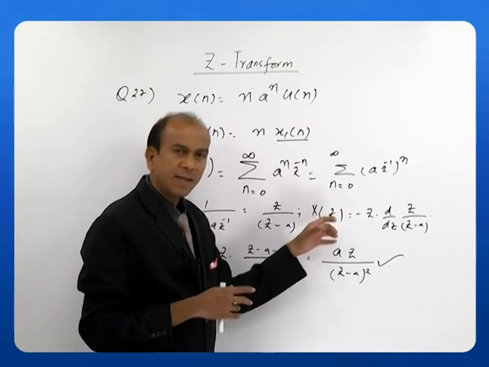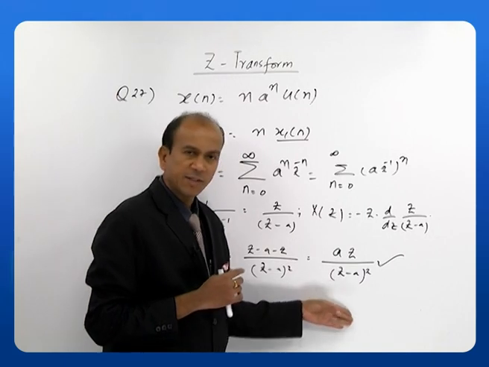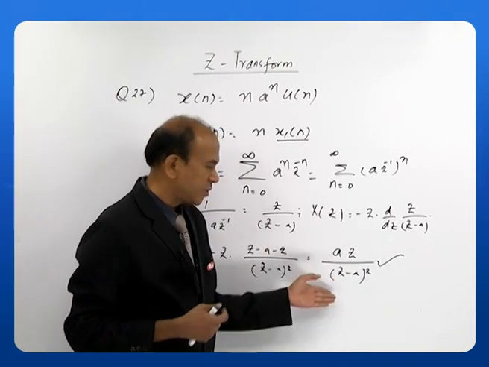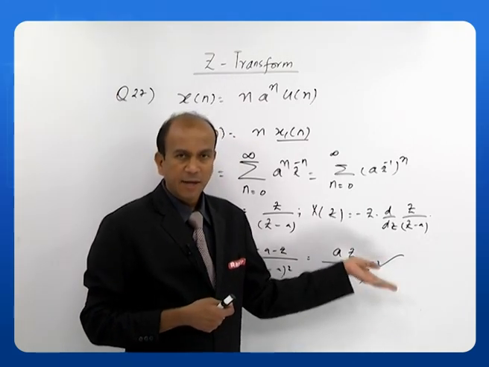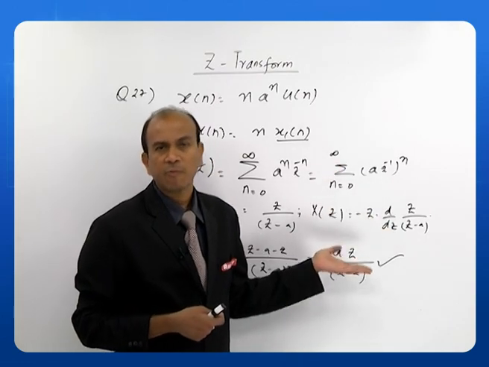Okay, so this is my generic formula. You remember this: az by z minus a whole square. This is how we got it. And again the ROC will be mod z greater than a here. So this is the solution for this type of problems.